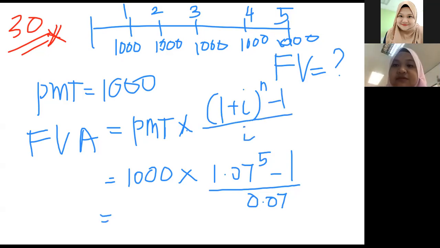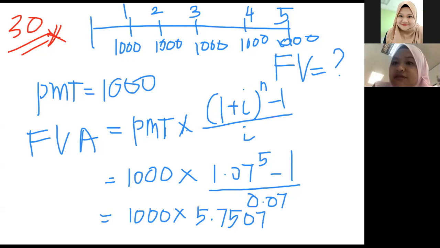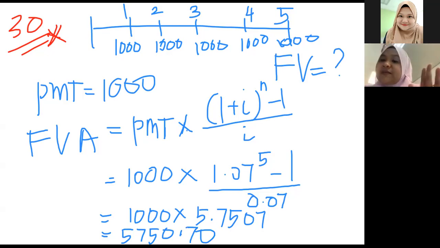Okay, so it is 1,000 times 5.7507. So the answer is 5,750.70 ringgit. So this is the formula. If you want to refer to the formula, you also can use the financial table.